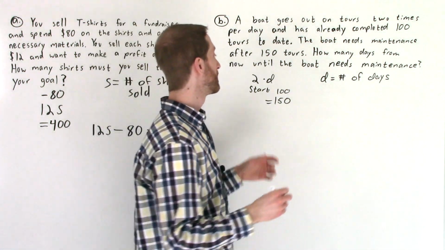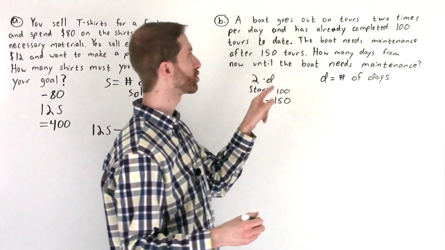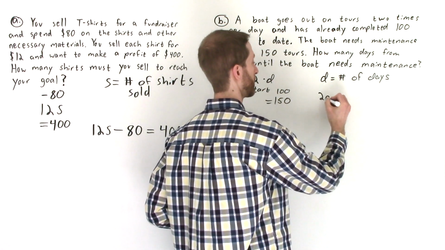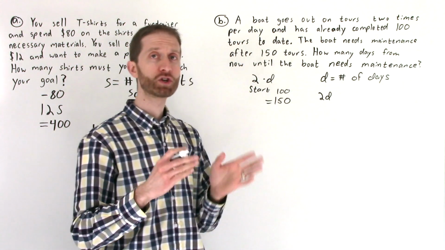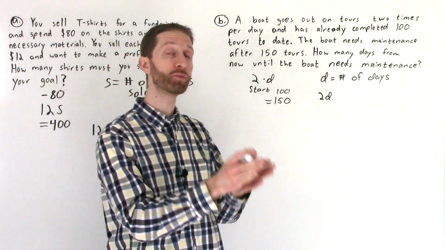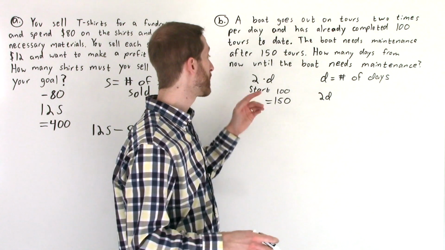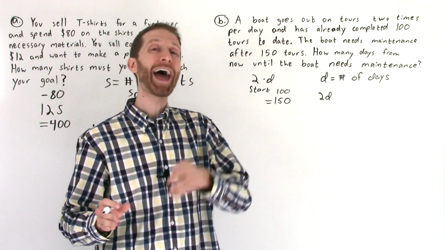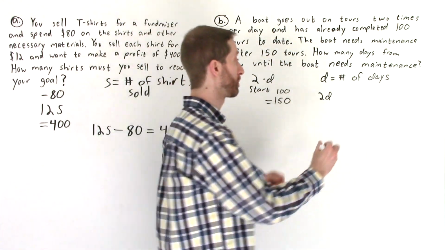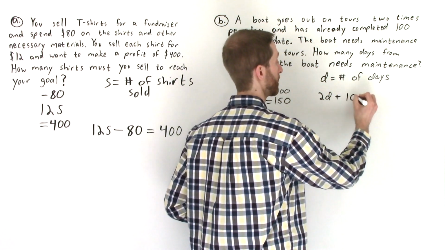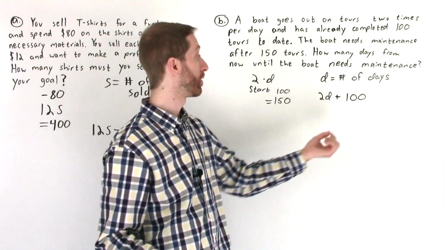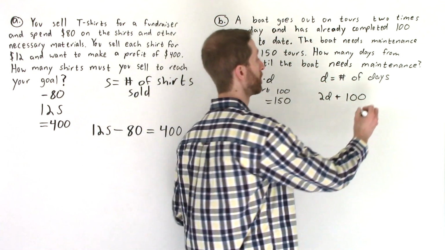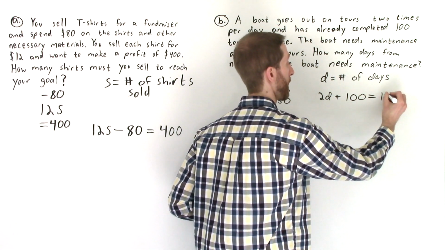Okay, so now if we did 2 trips or 2 tours per day, we're going to use that 2D idea. On top of the 2 trips per day, which is what we will be making, the total tours we will make, we have already done 100. So I take the total tours I've done, which is 100, add on to that the amount I'll do, 2 per day. So let's add them together. And we want to know when that total, the amount I've gone on plus the amount I will go on, will equal 150, which is when the maintenance will happen.